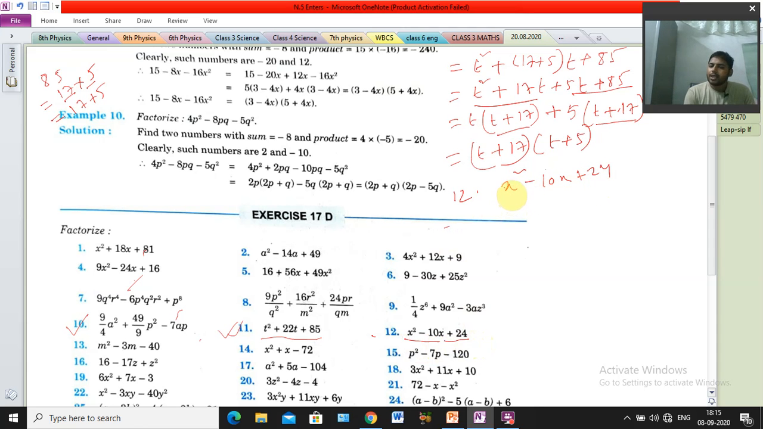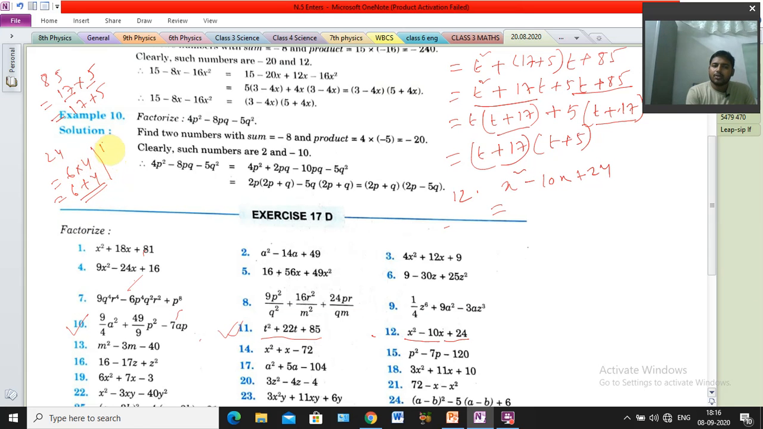Here the coefficient part, nothing, means 1 is there. 1 into 24, and we need 10, sir. 24 means we can write 6 into 4. Okay, and 10 we need. 10 means 6 plus 4. Clear or not? Clear?